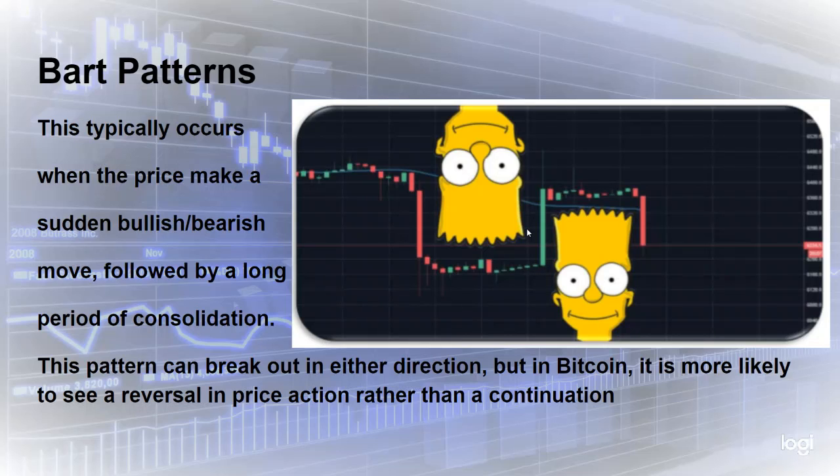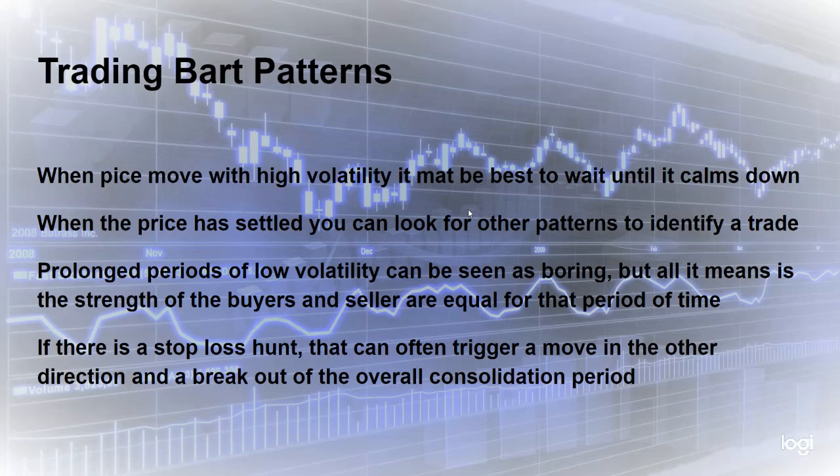But what you do often see in Bitcoin is that the market fakes in one way and then goes the other way. And that's basically a stop loss hunt to get the liquidity of the big traders to then move the market in the opposite direction with a full size position.